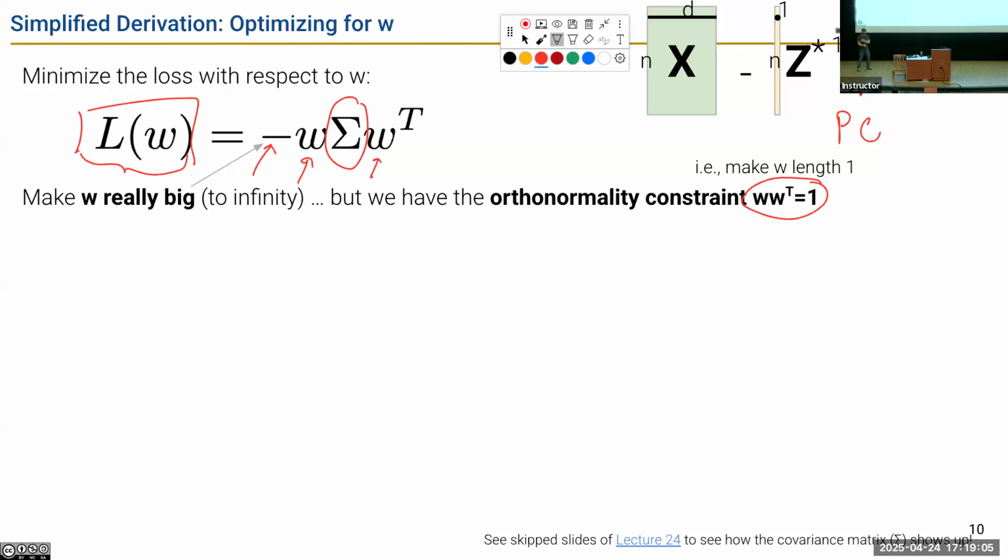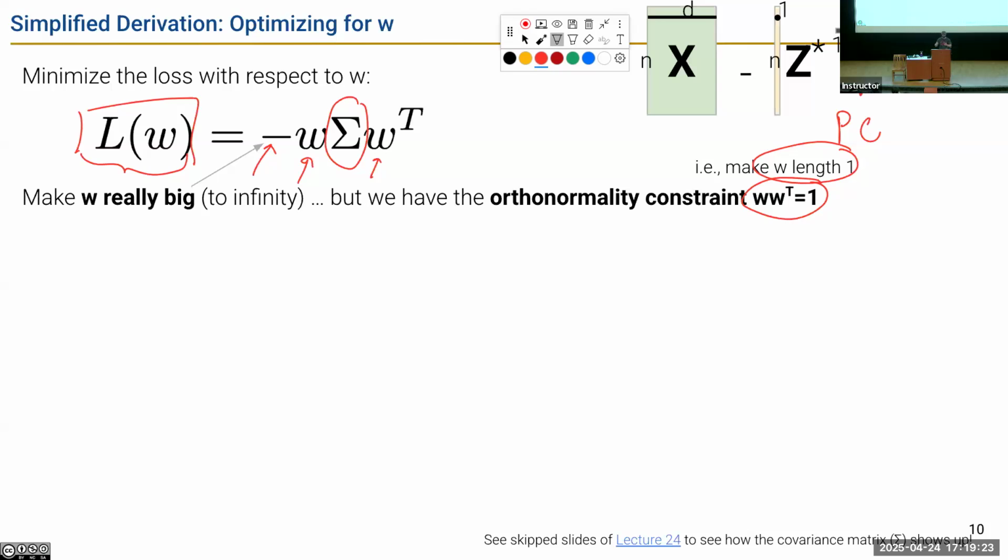In this case, we just have one row of w, so we don't really have to worry about orthogonality here. We just need to make sure w is length 1. So this isn't a crazy constraint. We're just saying make sure w is length 1. Like I said before, we want our principal components to just be a direction, and we'll make it a unit vector.